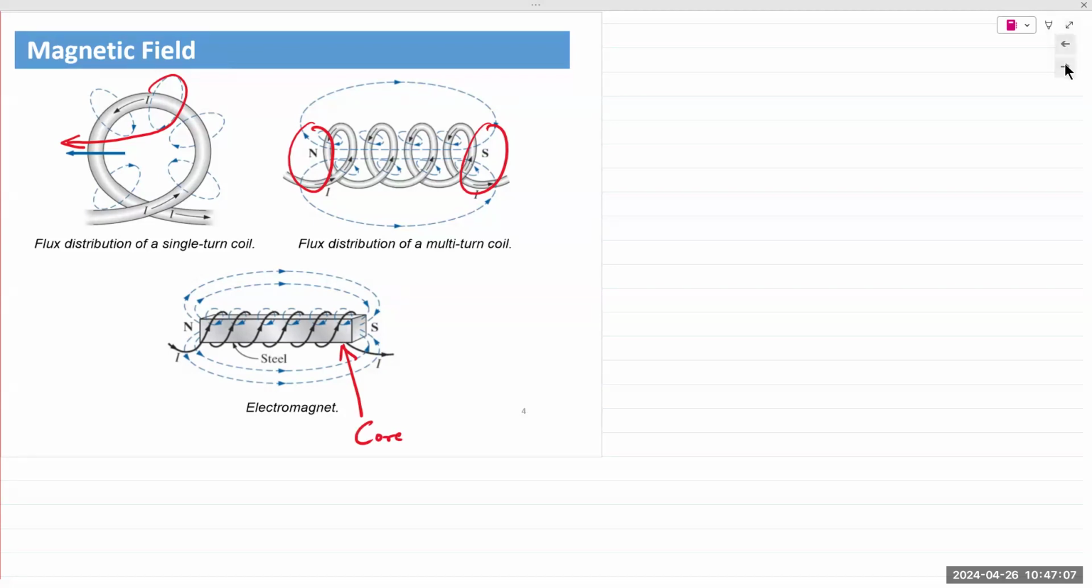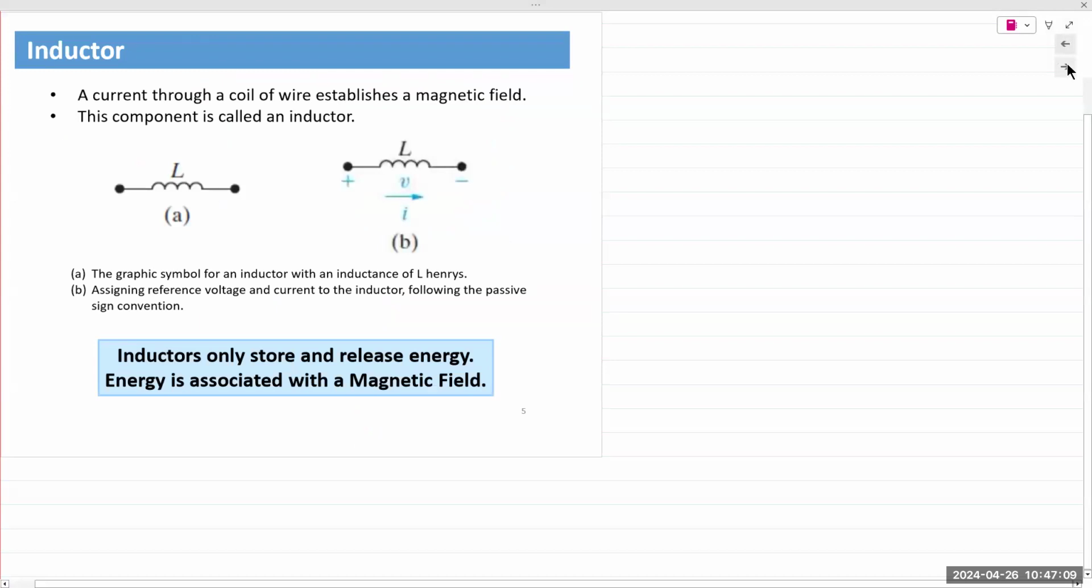Okay, let's look at the symbols. A current flowing through a coil establishes a magnetic field. That component is known as an inductor. It is labeled or noted as uppercase L. So uppercase R notes resistance, and uppercase L indicates it's an inductor.